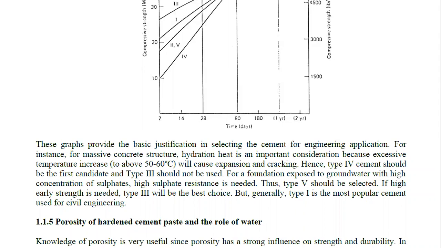For instance, for massive concrete structures, hydration heat is an important consideration because excessive temperature increase will cause expansion and cracking. So basically type 4 cement should be the first candidate and type 3 should not be used.